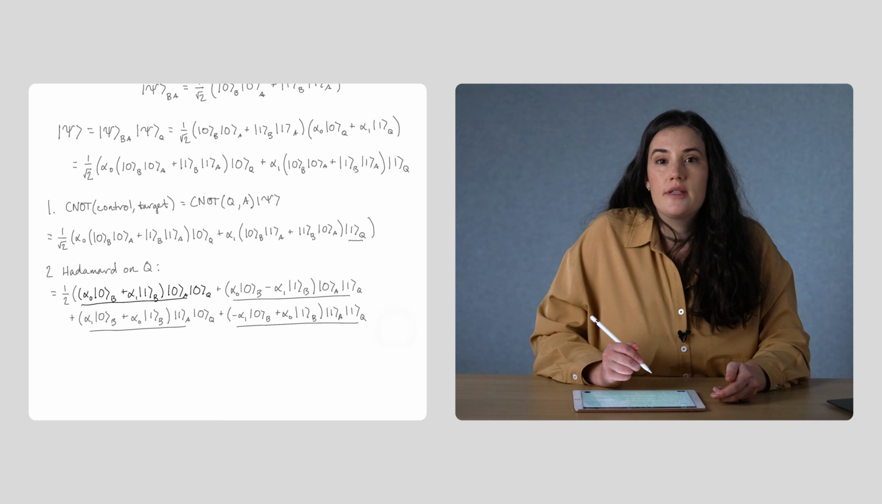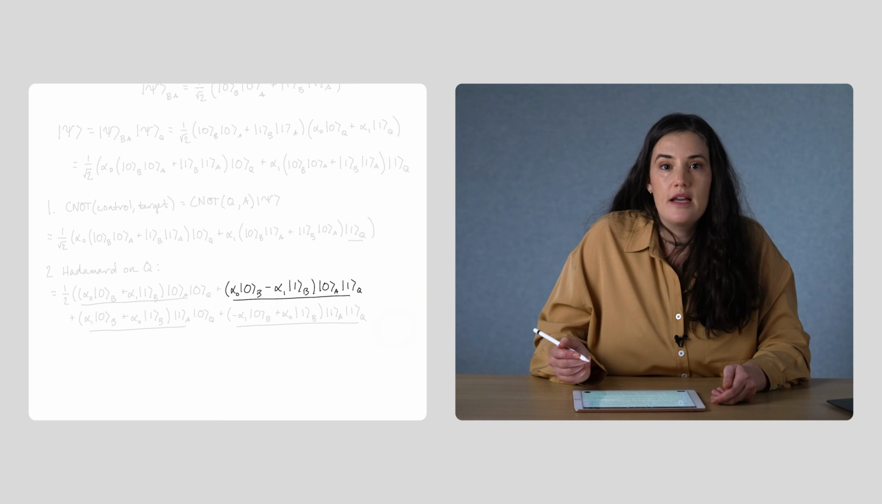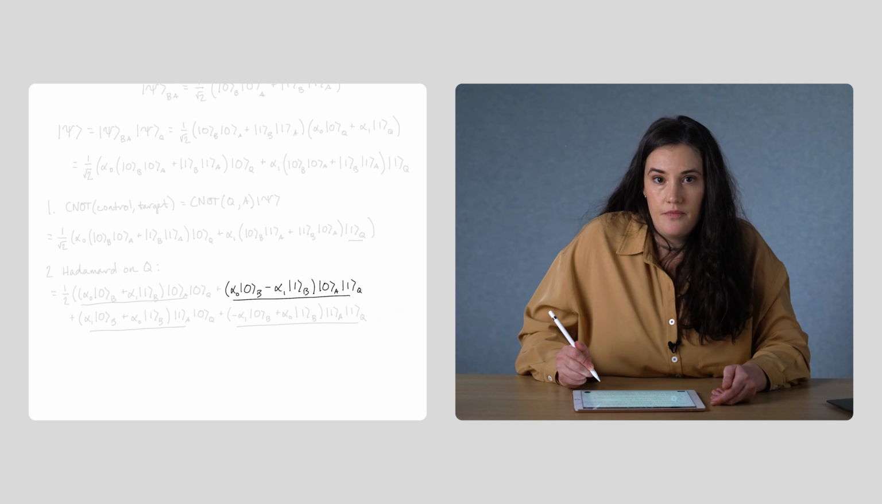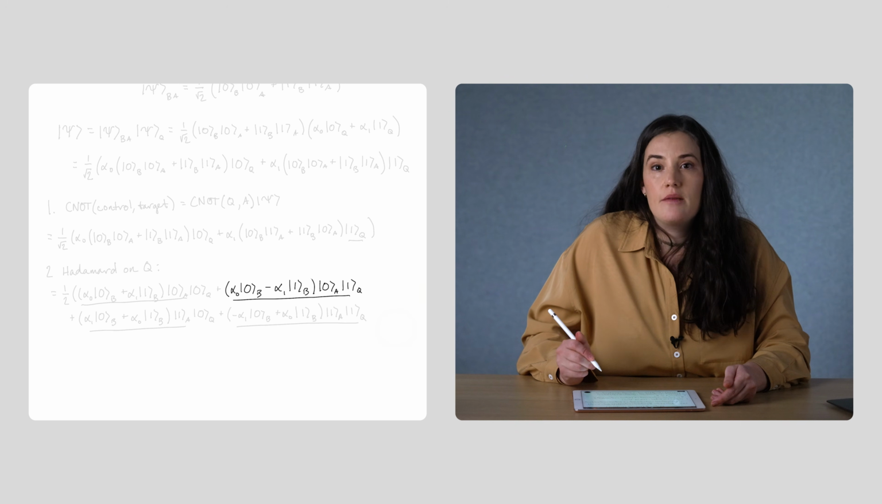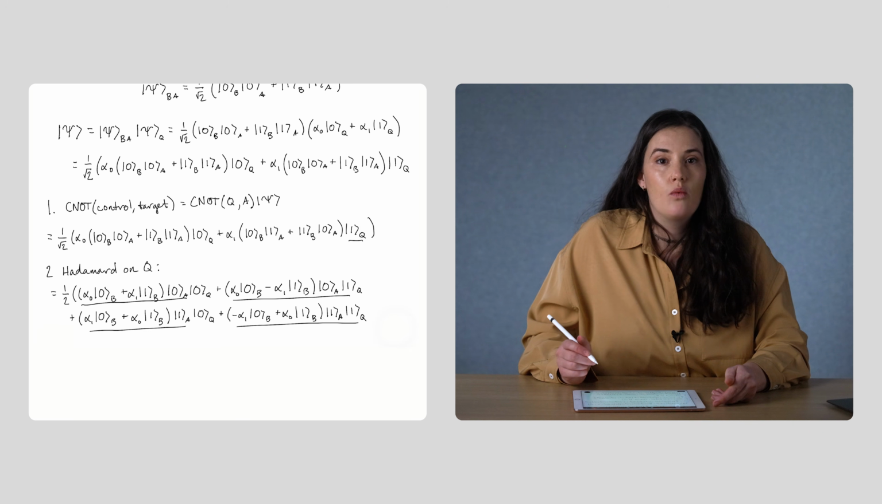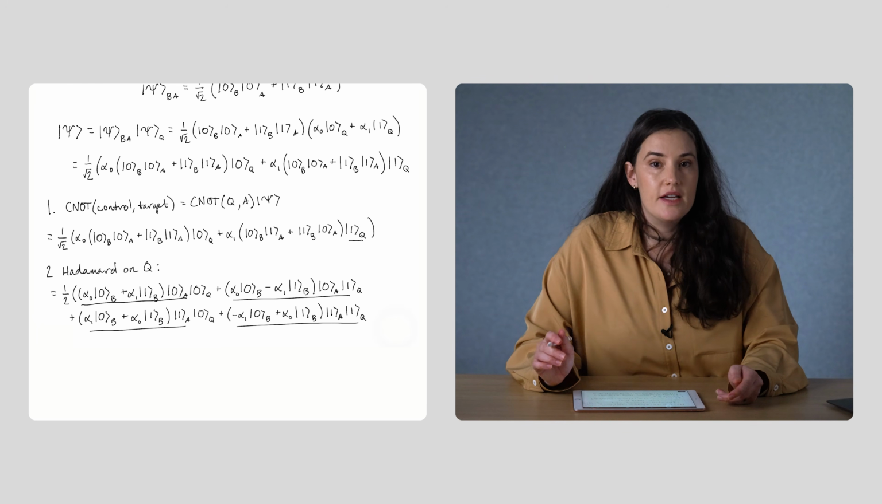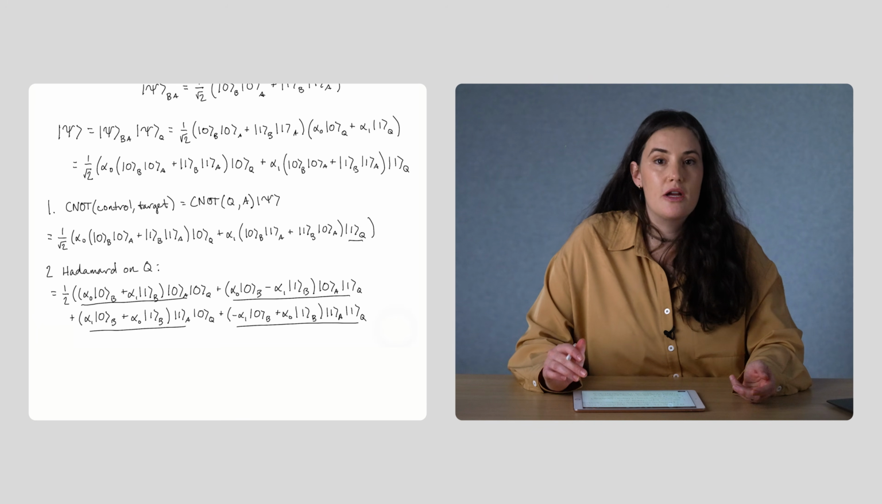But if Alice measures 0 on qubit A and 1 on qubit Q, then Bob's state will be this one. This state can be transformed into the original state of qubit Q if Bob applies a Z gate, which will flip this sign here. But Bob won't know to do this until he learns what Alice has measured.